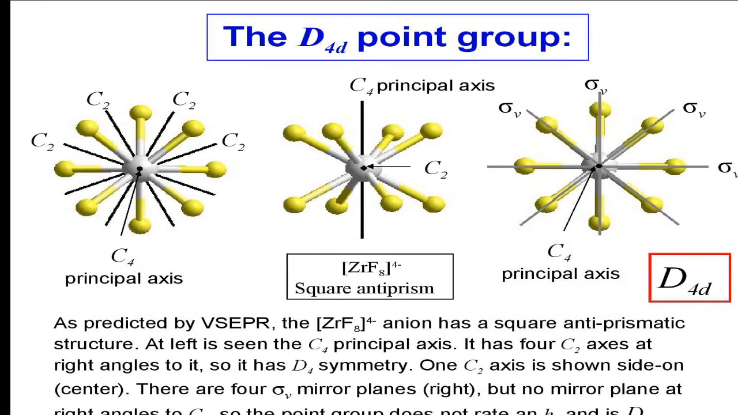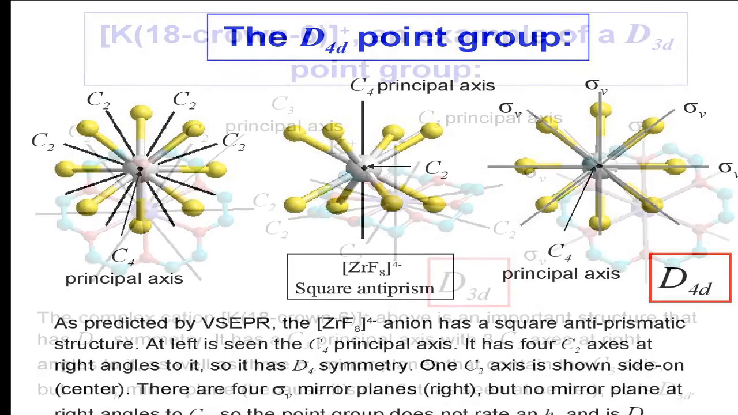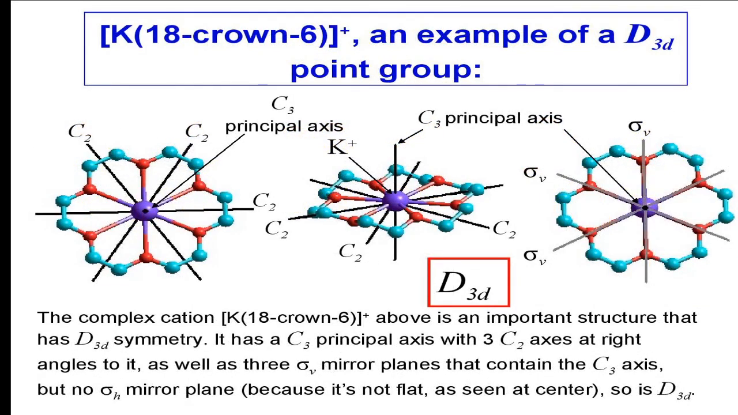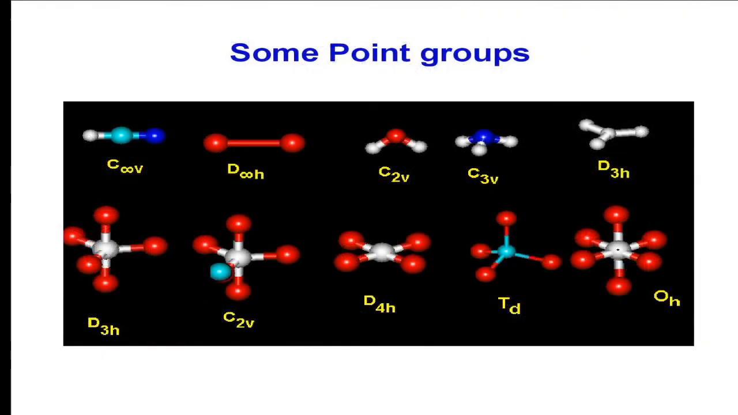For the D4d point group, we can see the principal axis, and the square antiprism molecule possesses it. According to VSEPR theory, we can predict the structure and assign the point group of a particular molecule. 18-crown-6 also we can assign as D3d. So these are some point groups.